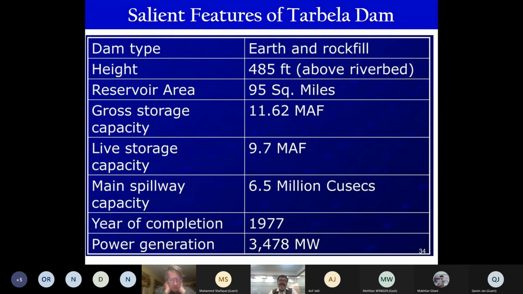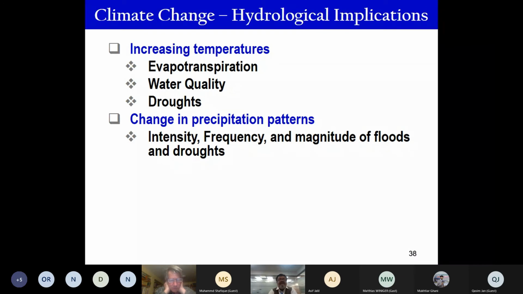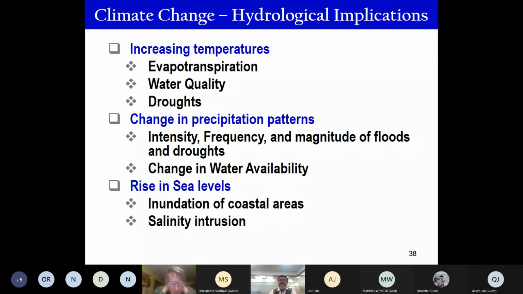So climate change, hydrological implications: increasing temperature, and because of the increase of temperature, evapotranspiration is increasing, water quality is deteriorating, and it is also causing droughts. Change in precipitation: intensity of the rainfall is increasing, frequency is decreasing, magnitude of floods and droughts is increasing. Change in water availability, a rise in sea level, inundation of coastal areas, salinity intrusion. These are the big climate change threats to Pakistan.